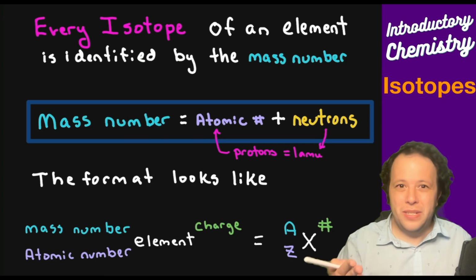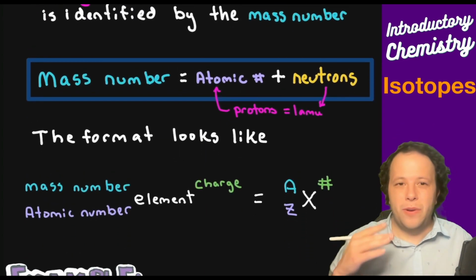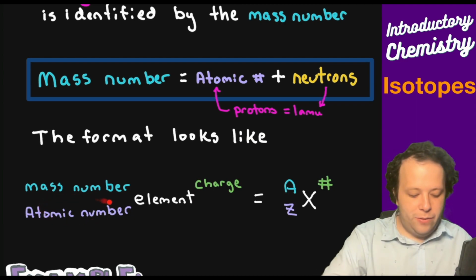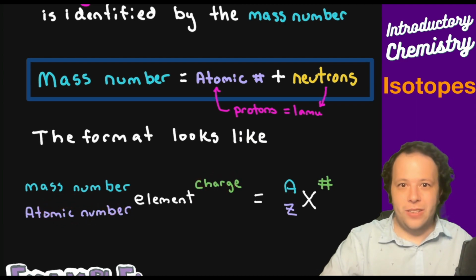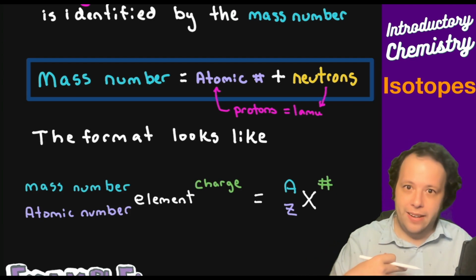So the format that we write all this in looks a little bit like this, where we write the mass number in the top left corner, we write the atomic number in the bottom left, and the charge on the right. You might see it written like this, where the atomic mass is written by the letter A, the atomic number is written by the letter Z, you have your element symbol, and then your charge, which applies if there is an ion form of it, either a cation or an anion.